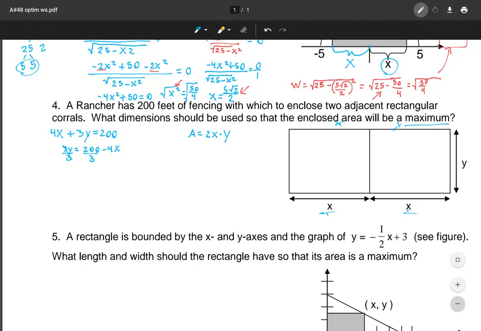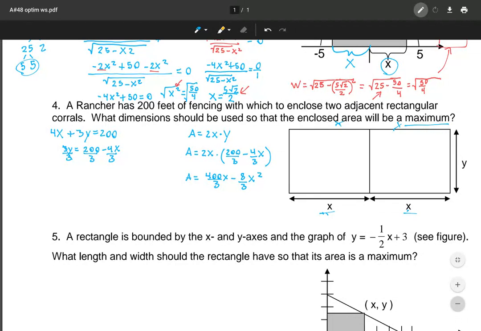And then I'm going to divide this by 3, divide this by 3. Now, of course, you could divide the entire thing by 3, but I'm doing this for a purpose. And hopefully you see what the purpose is in just a second. So now I have 2x times 200 over 3 minus 4/3 x. I'm going to distribute that 2x, so that's going to give me 400x over 3, and this right here is going to be 8 over 3 x squared.